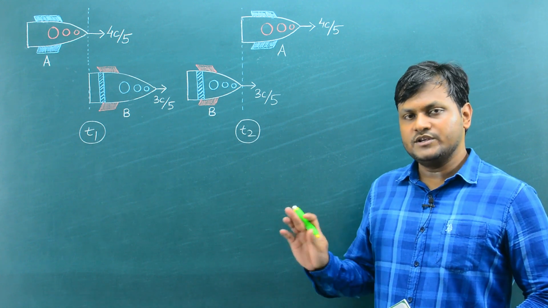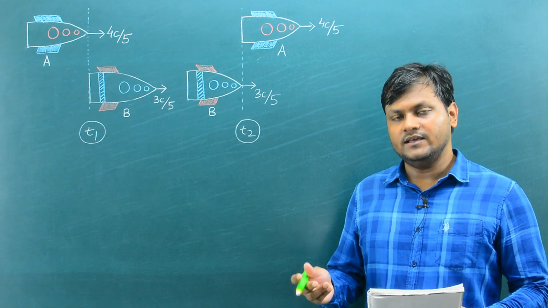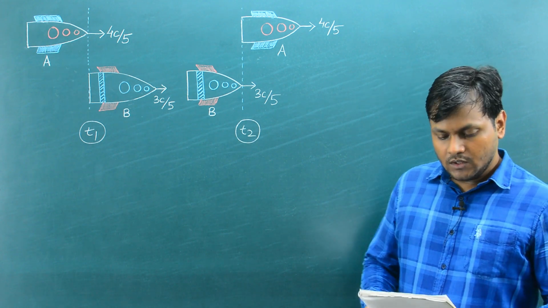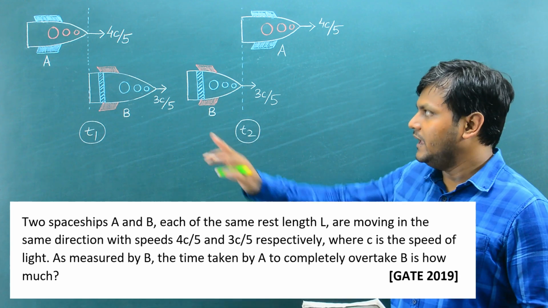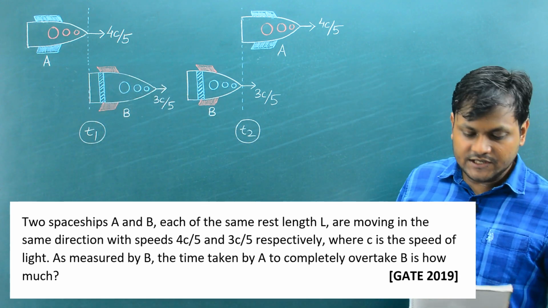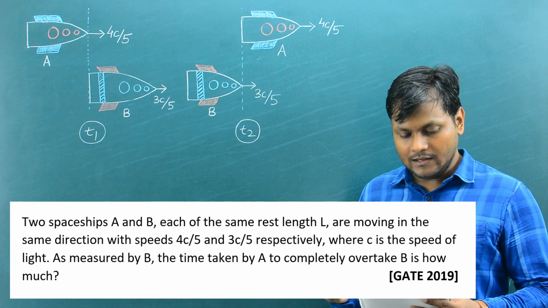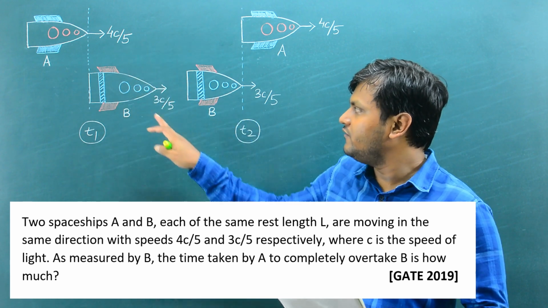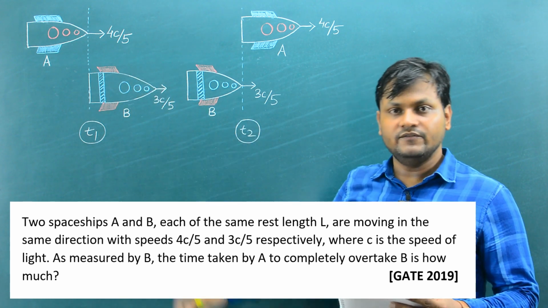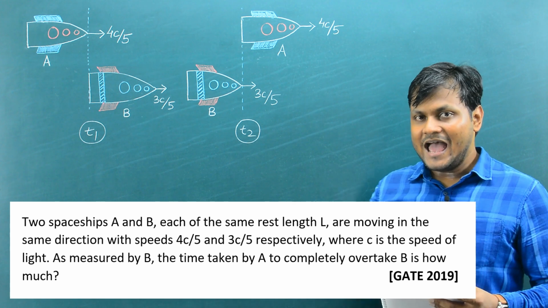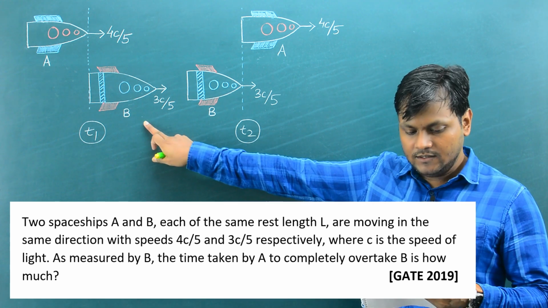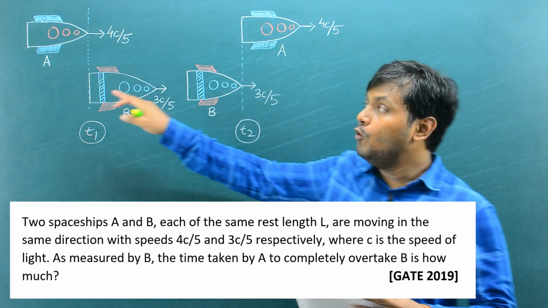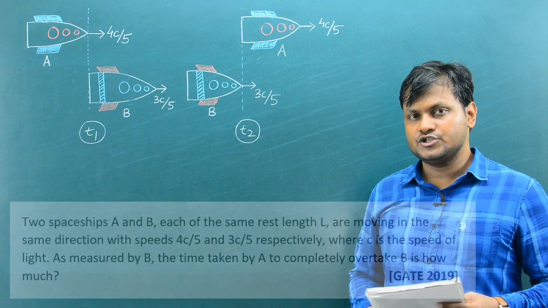So here we have a question of GATE physics that requires the understanding of special theory of relativity. It goes something like this. Two spaceships A and B, each of the same rest length L, are moving in the same direction with speeds 4c/5 and 3c/5 respectively, where c is the speed of light. As measured by B, the time taken by A to completely overtake B is how much?